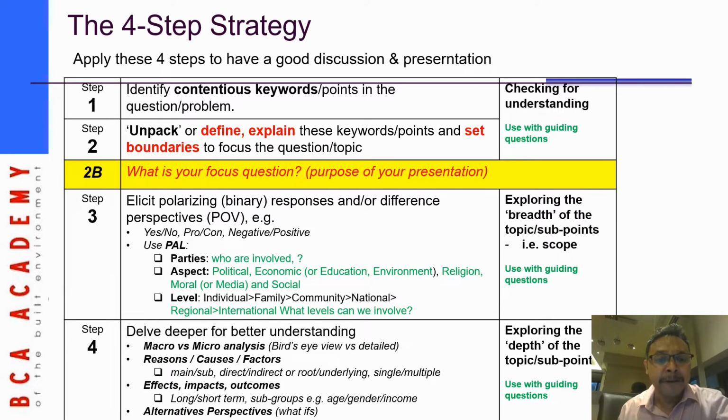Next, step 3. Generate your different points of view. Generate more ideas using the PAL method. P for parties, A for aspect, L for level. Parties. Who are you going to talk about in this topic? Aspect. What are the different topics, subjects you can talk about? Level. Are you going to talk about the individual level, family, or national level? Ask yourself some guiding questions to help you answer this. We will be taking a look at it shortly.